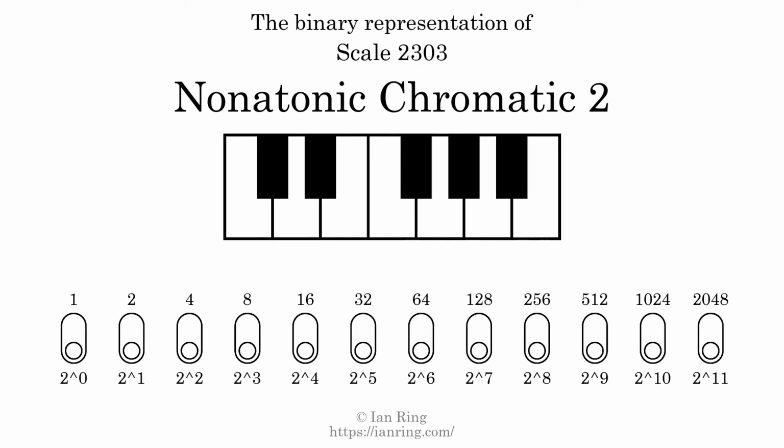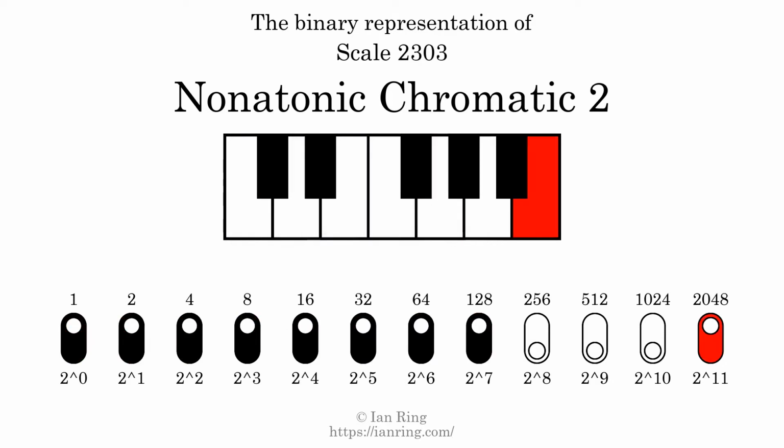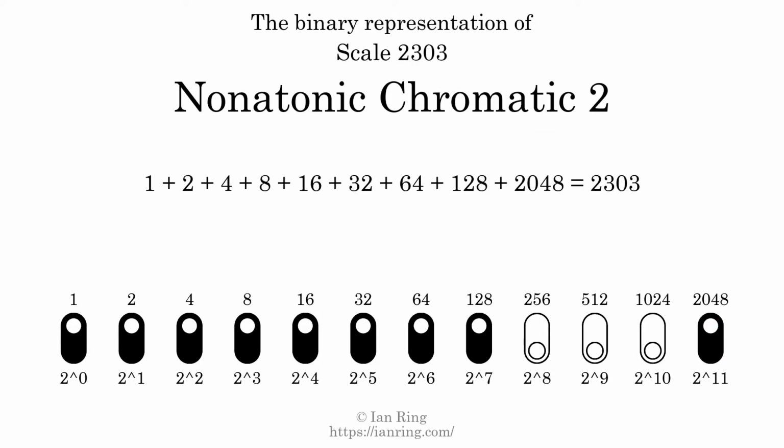The binary representation of this scale is determined by mapping tones of the scale to binary digits. Each binary digit represents a power of 2. To get the scale number, we add the powers of 2 together. The powers of 2 that are present in the scale, all added together, equals 2303. That is why the scale number, in decimal, is 2303.